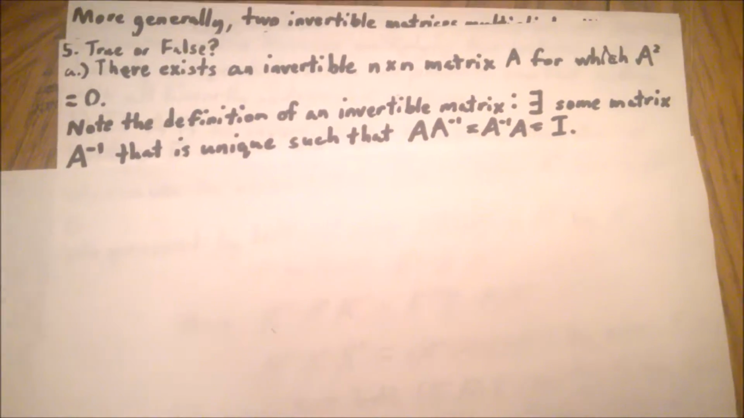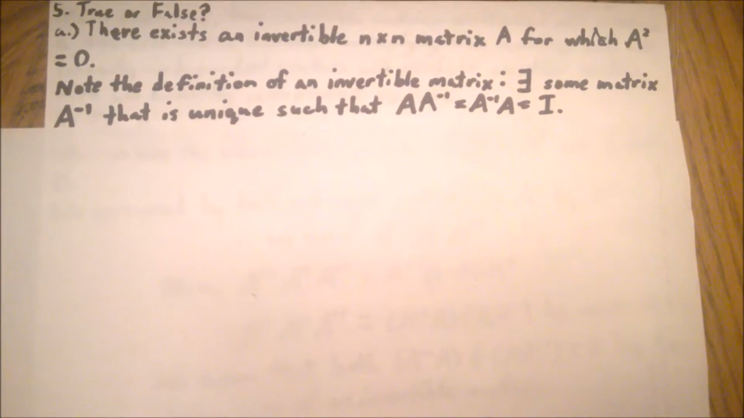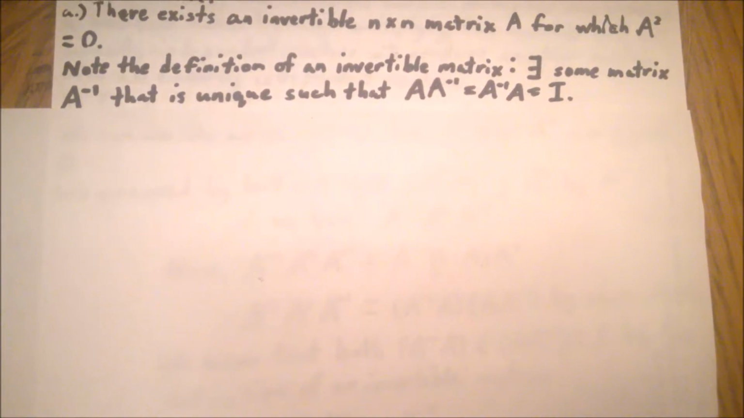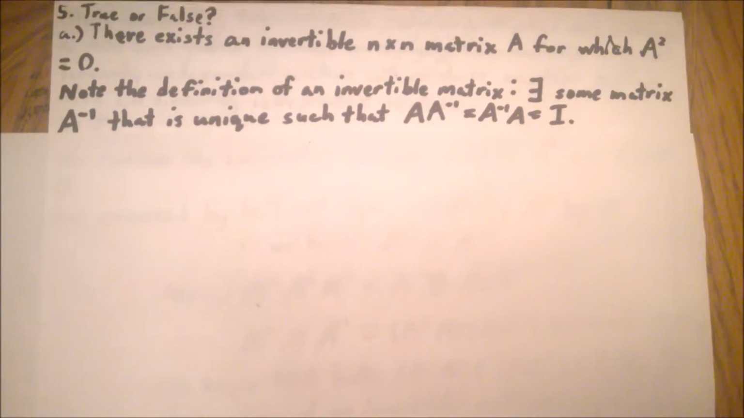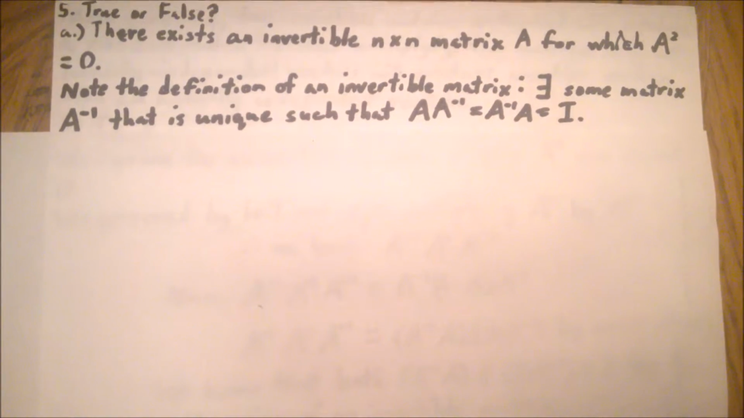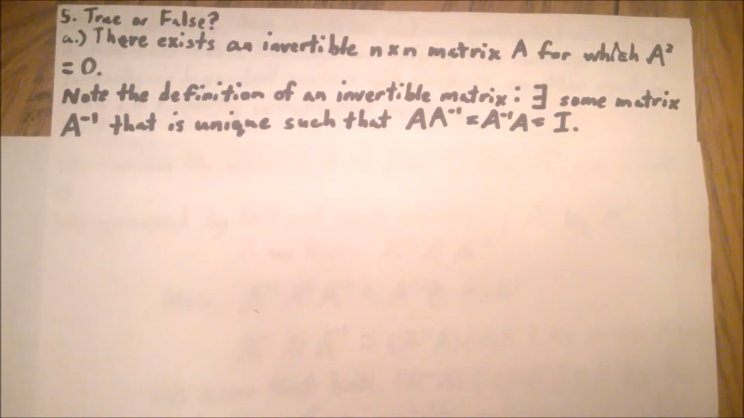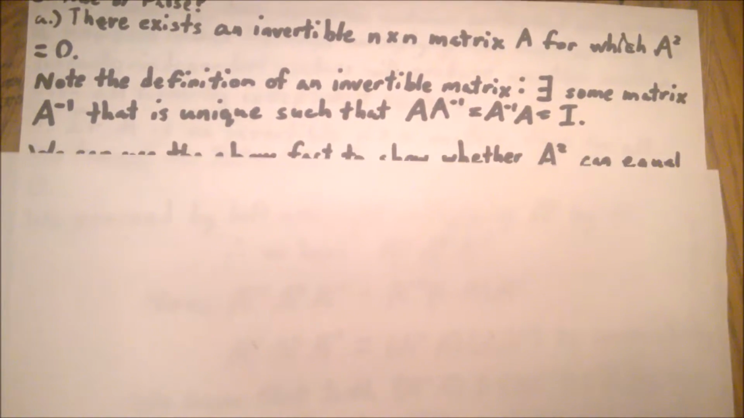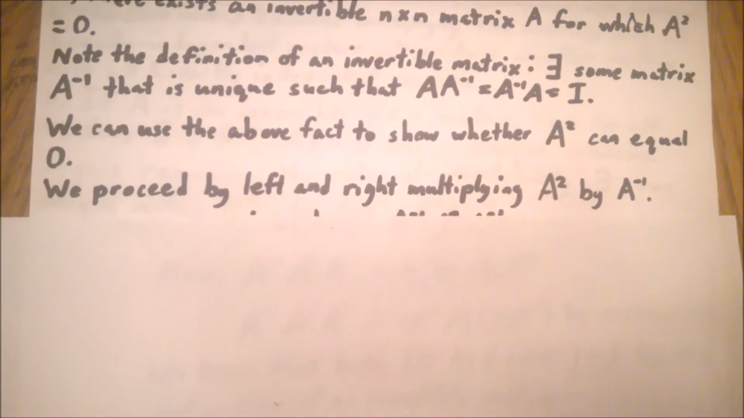So note that the definition of the invertible matrix is that there exists some matrix A inverse such that it is unique and such that A times A inverse is equal to A inverse times A, which is just equal to the identity matrix. Now remember that the identity matrix is just the n by n matrix that is composed of ones diagonally. So we can use this fact to tell whether or not A squared can equal 0.